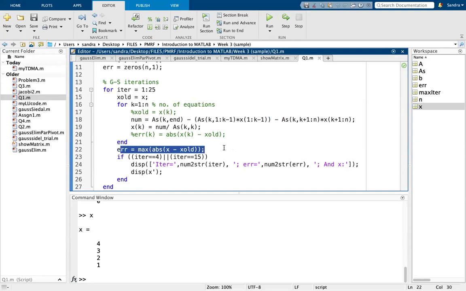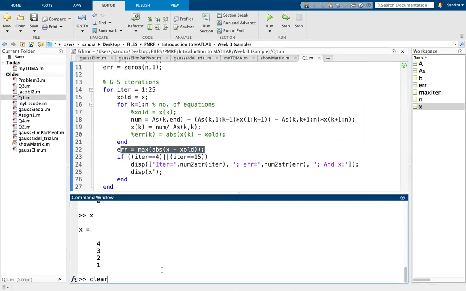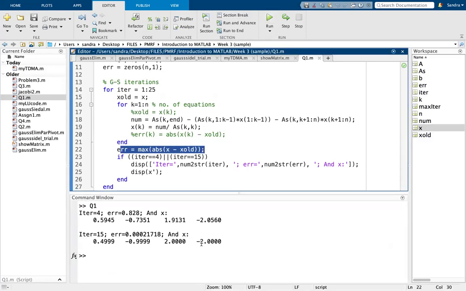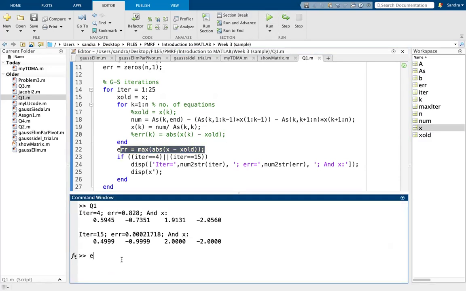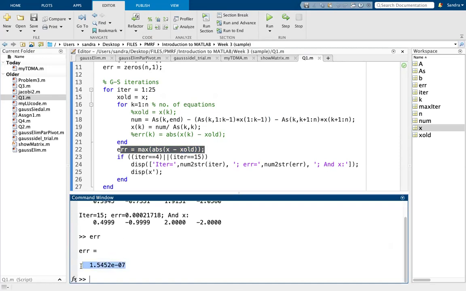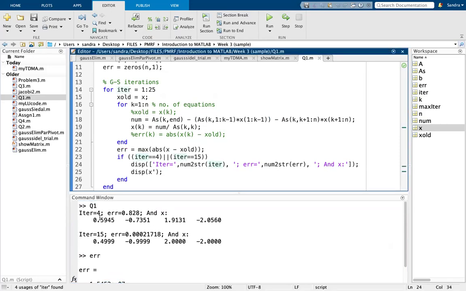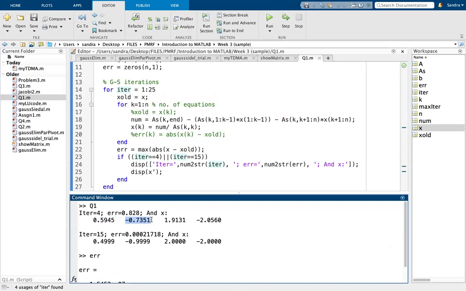In the question, it has been mentioned that at iteration 4 and iteration 15, I have to report what the error value is. So let me type clear, clc, and run this code. Okay. So the final error value is very small. It is very close to 0. At iteration 4, the error value for x1 is 0.59, for x2 the error value was minus 0.735, and so on. At the 15th iteration, you can see the error has dropped, from 0.5 to 0.999, 2.0, and 2.0.